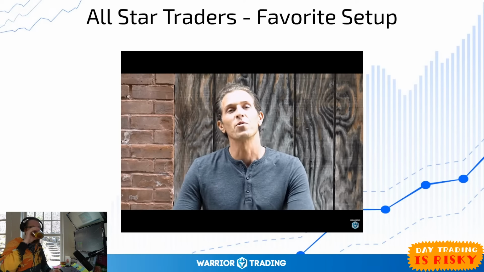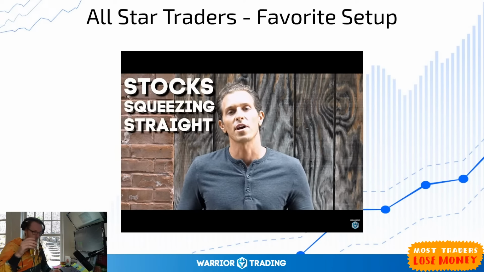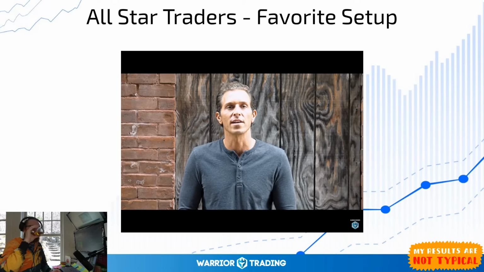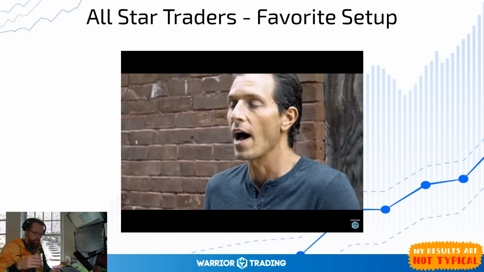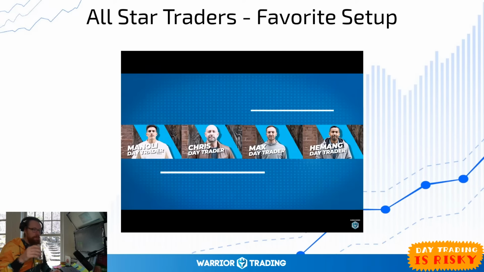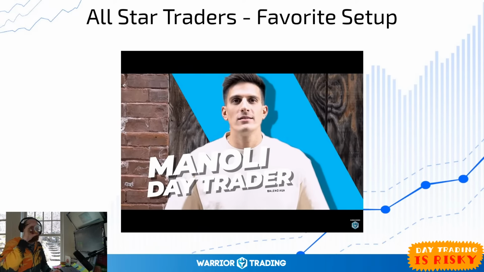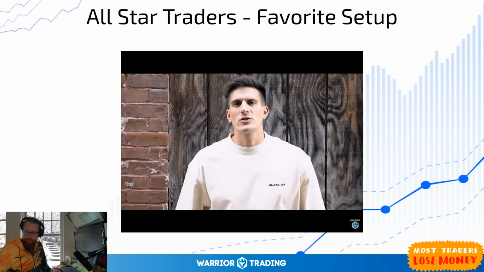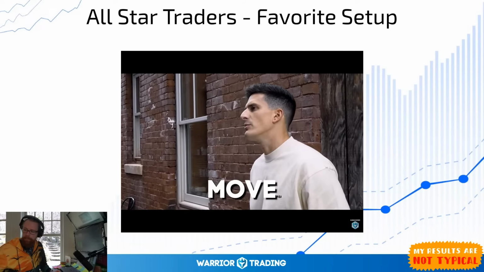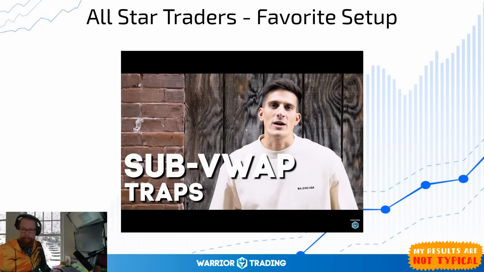My go-to setup would be essentially stock squeezing straight up. I like the wick reclaim. It's my go-to setup. It provides a lot of opportunity and a lot of high risk, high reward. That's essentially how I like to trade. My two favorite strategies are a washout long after a catalyst-driven parabolic move, and then sub VWAP traps.